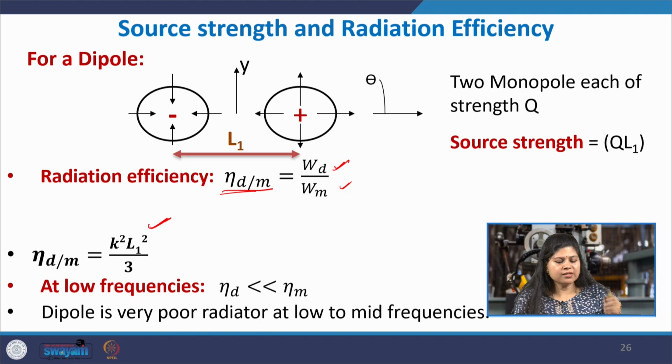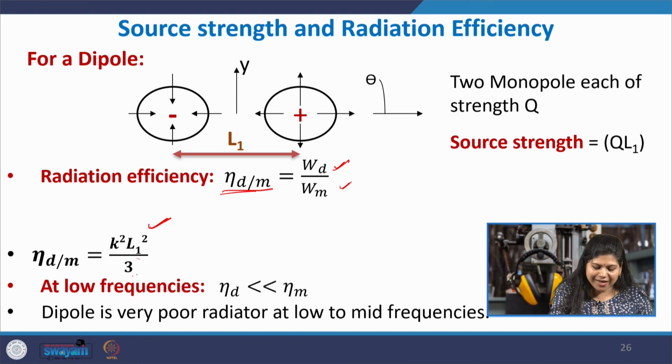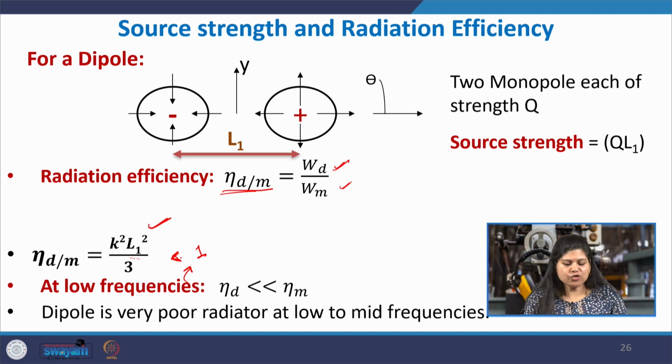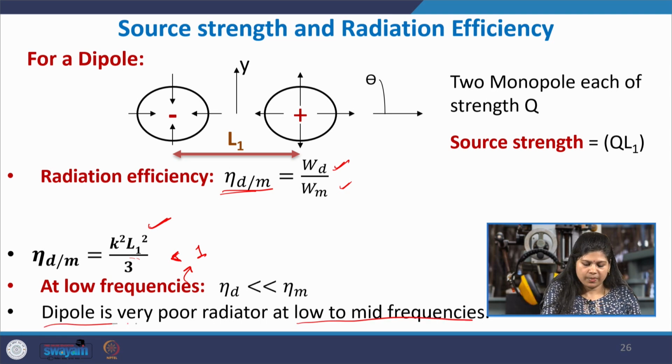When we are dealing with low frequency regimes, when k is small, then kL is smaller than 3, the denominator. So, overall this quantity becomes smaller than 1 in case of low frequency. Which means that the efficiency of a dipole is much smaller than a monopole at low to mid frequency regions. So, with this I would like to close this lecture.